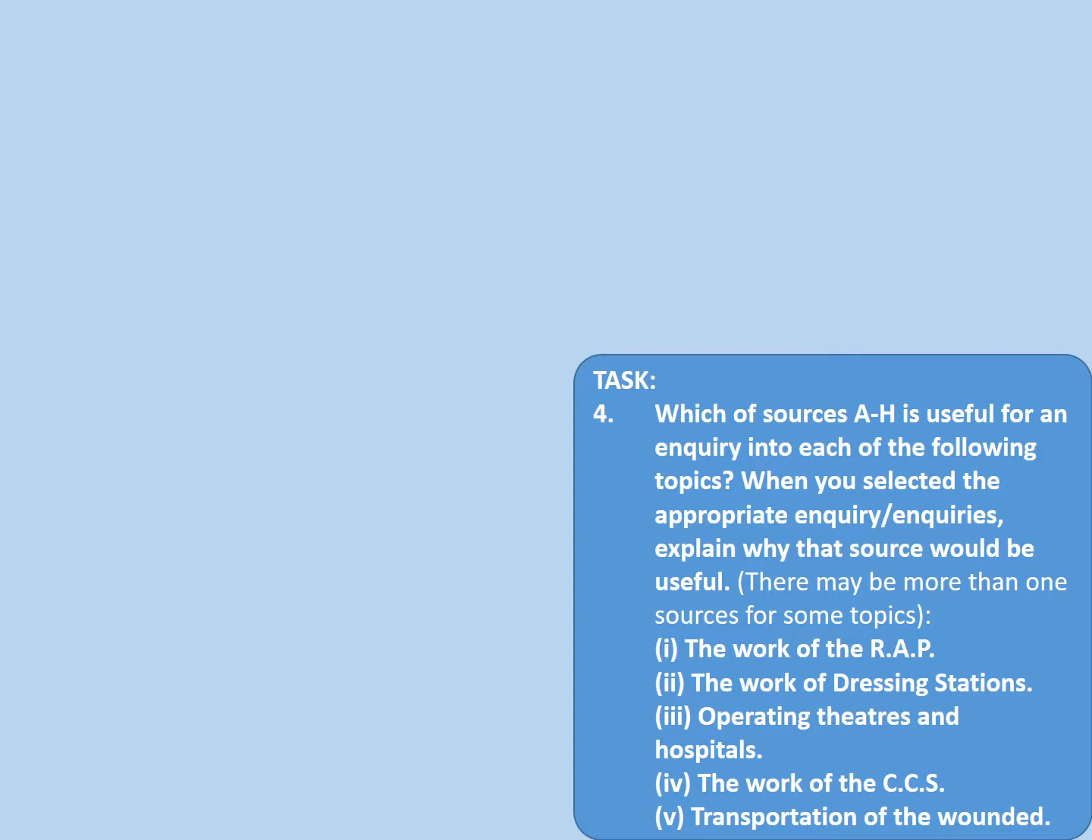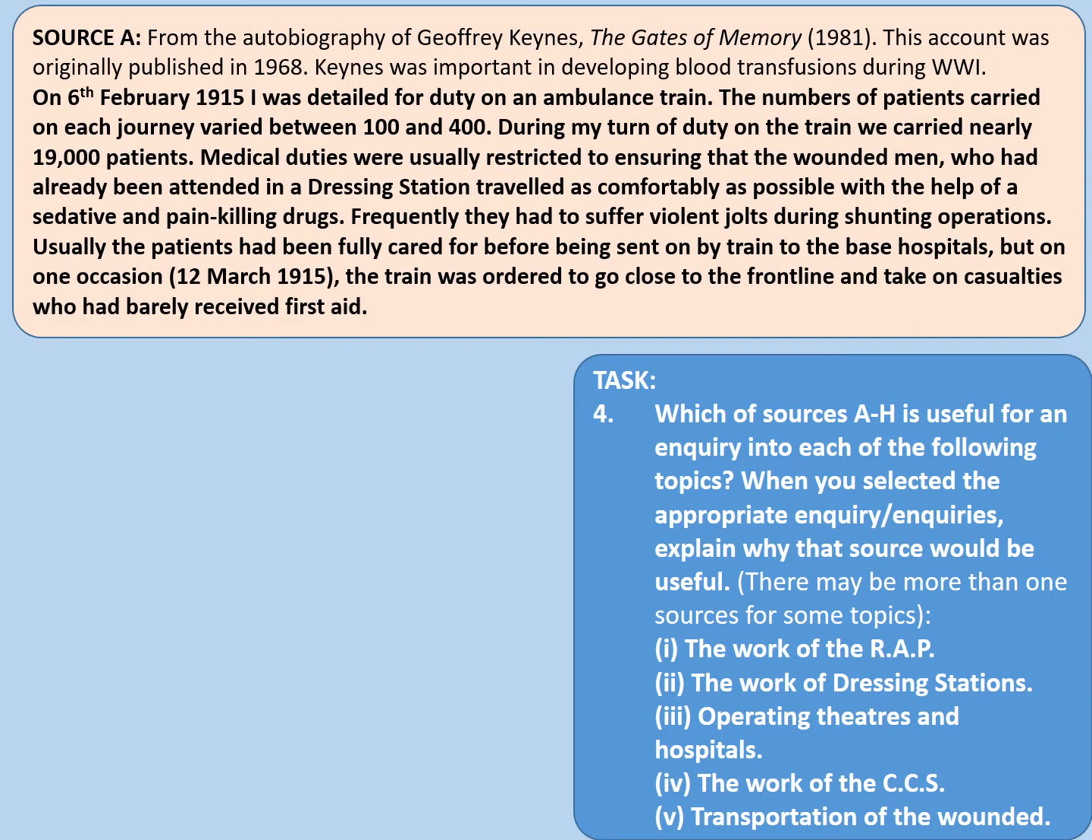Let's start with source A. Source A is from the autobiography of Geoffrey Keynes, The Gates of Memory. This was published in 1981. This account was originally published in 1968, though. Keynes was important in developing blood transfusions during World War I. So as we read this source, decide, is this most useful for an inquiry about the role of the regimental aid posts, the work of the dressing stations, operating theatres and hospitals, the work of the casualty clearing stations, or the transportation of the wounded?